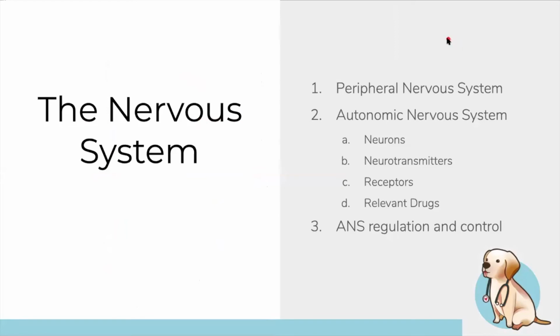Next, this is the very big bulky section: everything about the nervous system. The way that we're going to go through this is a big overview of the peripheral nervous system. Then talking about a specific type, the autonomic nervous system, in terms of the neurons that are involved, neurotransmitters, the receptors that the neurotransmitters act on, and how the relevant drugs impact all of this. Then we'll talk a bit about how the whole body regulates how the system works.